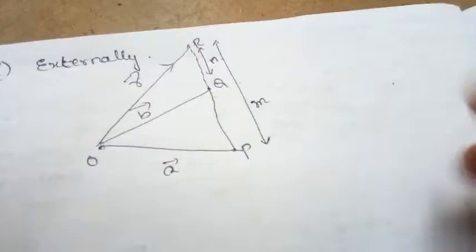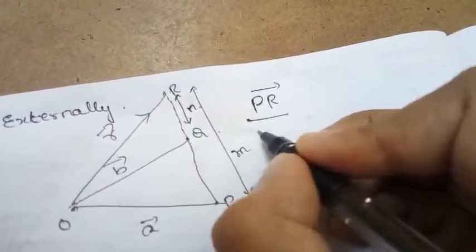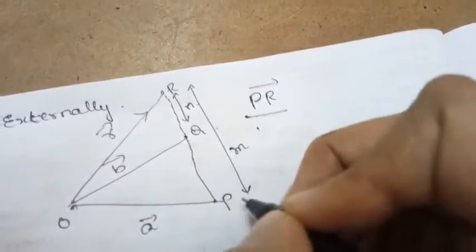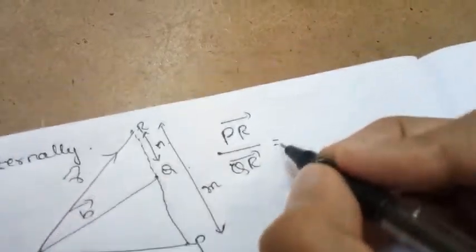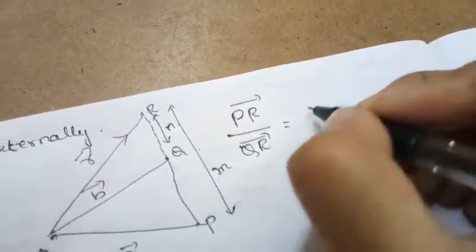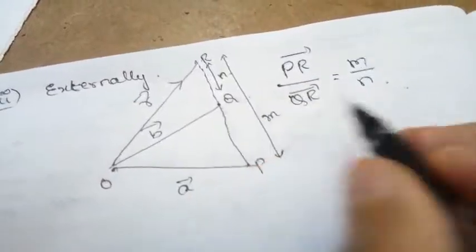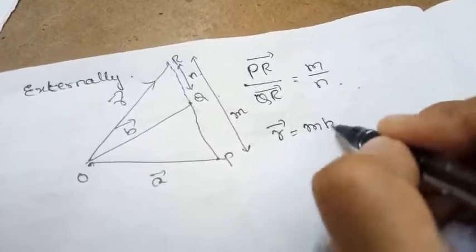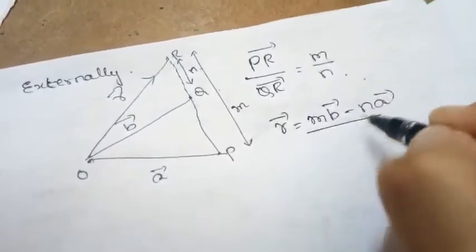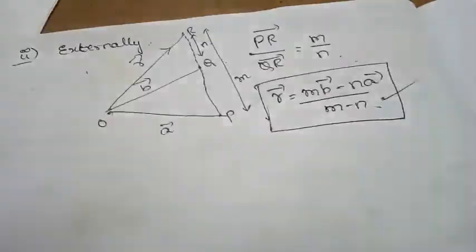We need to find the vector OR such that point R divides the line segment PQ in the ratio M is to N, such that PR by QR is equal to M is to N. When it is dividing externally like this, vector R, that is OR, is nothing but M vector B minus N vector A divided by M minus N. There is no complete derivation shown as for the internal case; they have directly given it.